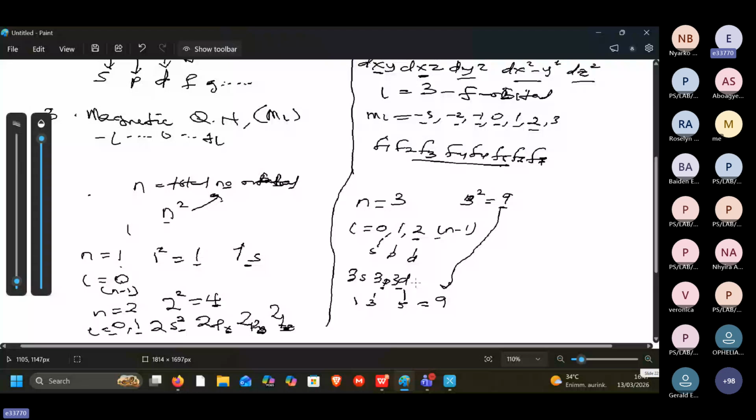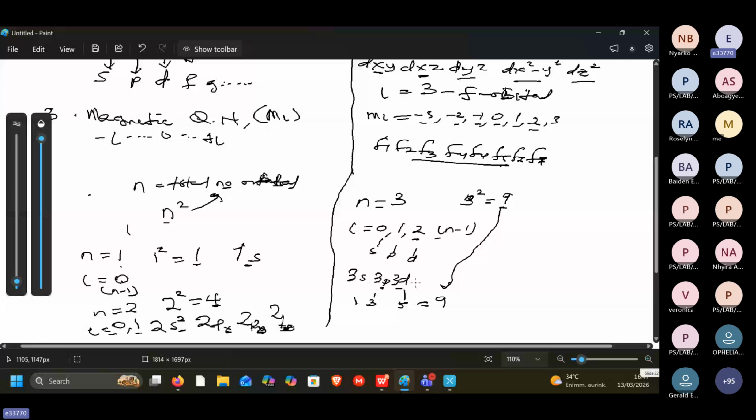So if you just write 2P, then it means that if you are not considering the direction, then 2P can only take 2 electrons. But then P has also different directions. So each of them is taking 2, 2. So P can now take 6 electrons. So that is N.